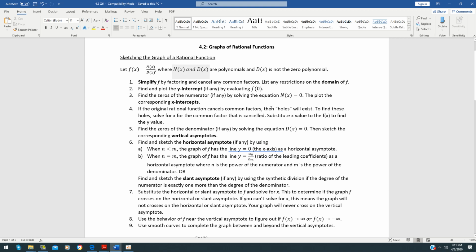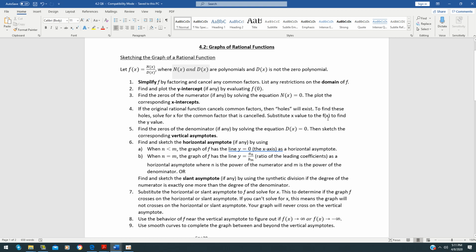You have to make it equal to 0. So x plus 3 equals 0, x is negative 3. That is where the hole exists. But this is just for the x. Now you have to substitute the negative 3 into f of x and find the y value. So the hole is a coordinate.